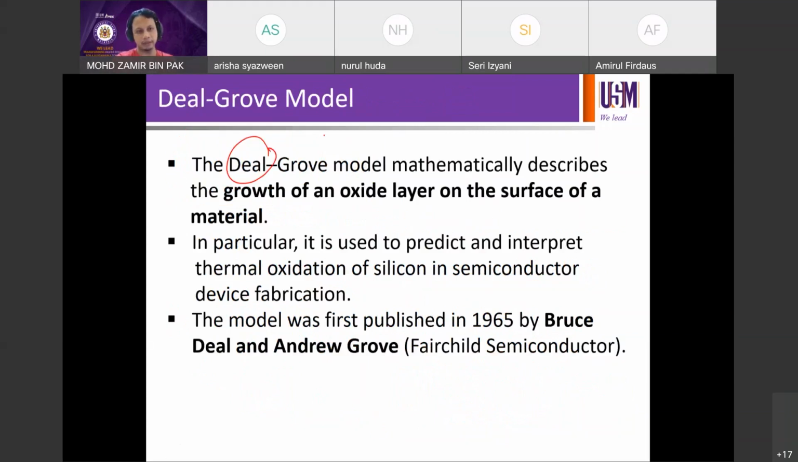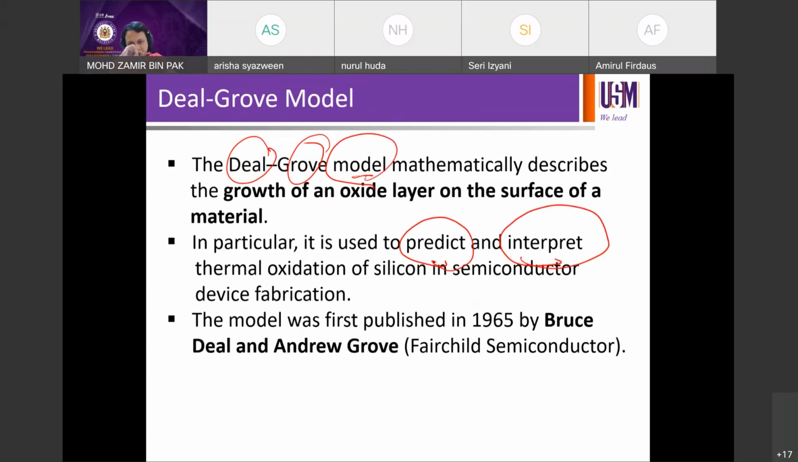The name of two people, Deal-Grove model. It mathematically describes the growth of an oxide layer on the surface of a material. In particular, it's used to predict and interpret thermal oxide of silicon in semiconductor device fabrication. So this model we use to predict and interpret. You can use the calculation later on, the equation, plug in certain coefficients, parameters and details, and then you can predict what sort of thickness you are going to get after linear mode, after parabolic mode, right?